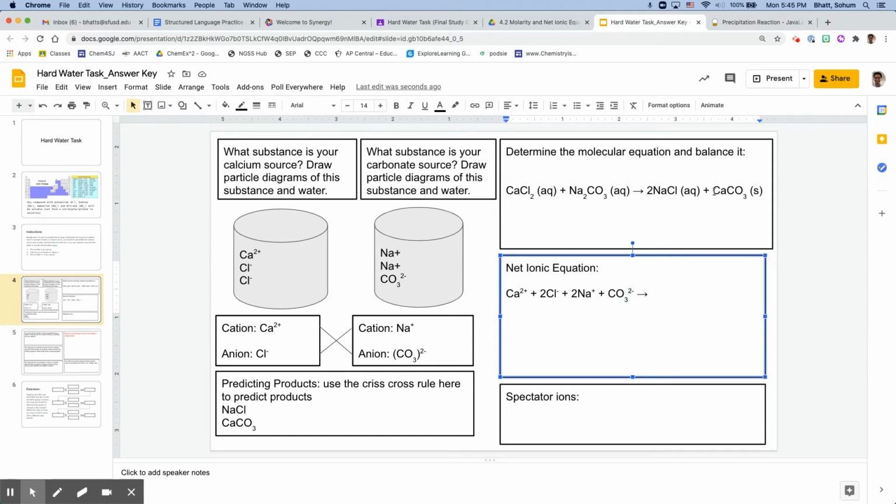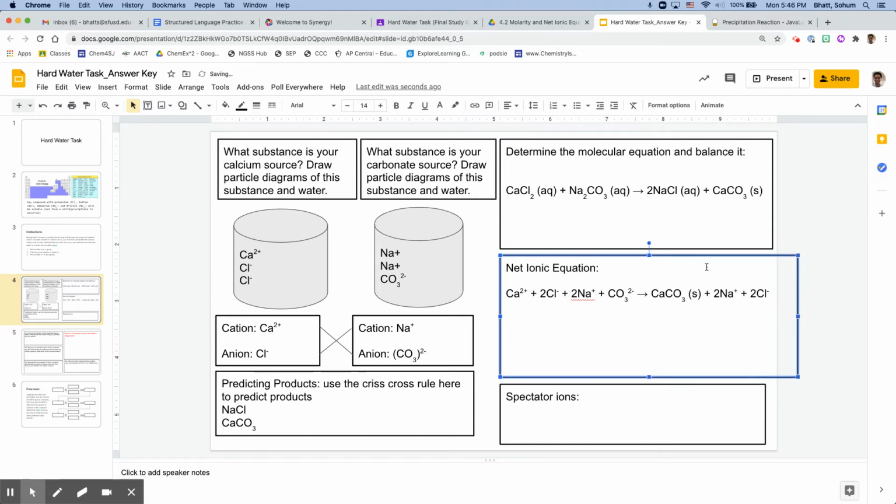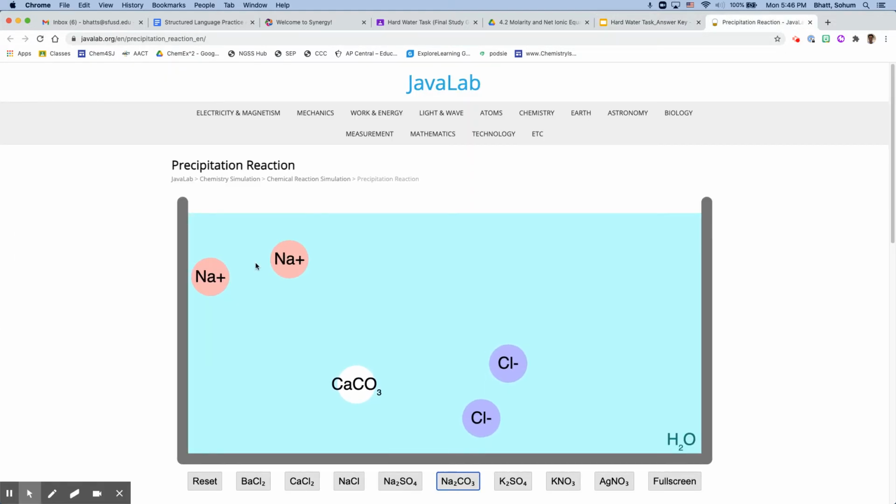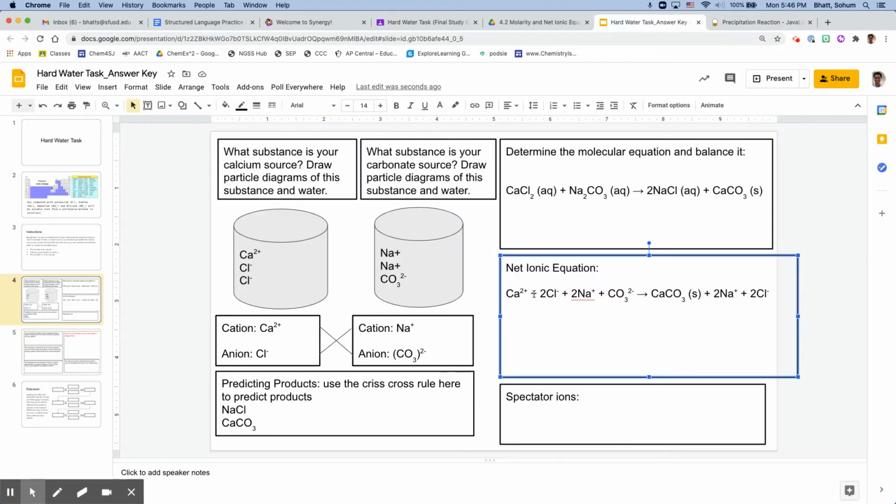What I like to do here is always just bring down my solid because I know that's not going to dissociate. And so that formula just stays the exact same. And then I've got to figure out, well, what does this split into? Well, it's going to split into 2Na+ and 2Cl-. Remember that 2 is like the distributive property in math. And so this 2 goes to both. And the way I see that here is two Cl's and two Na's separately floating around. And so now I'm going to highlight my spectator ions. These are spectator because they show up on both sides of the equation.